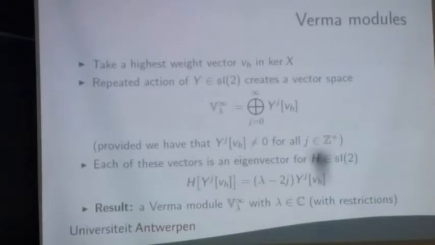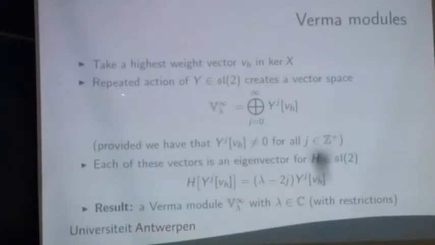I will not only use the Lie algebra itself, but also certain representations for it. Now, don't be scared by this slide. What I do is I take a certain vector. I call it VH. Now, VH should be in the kernel of X. So X is an operator in a representation. It should kill my vector.